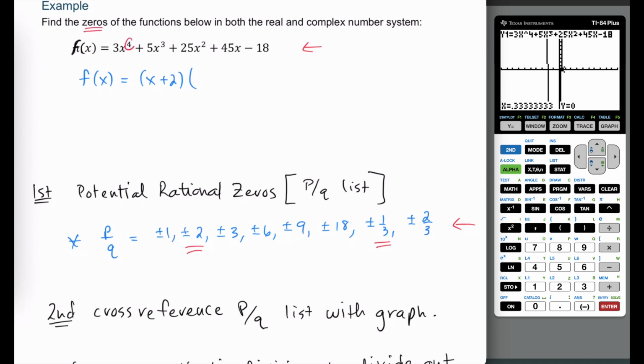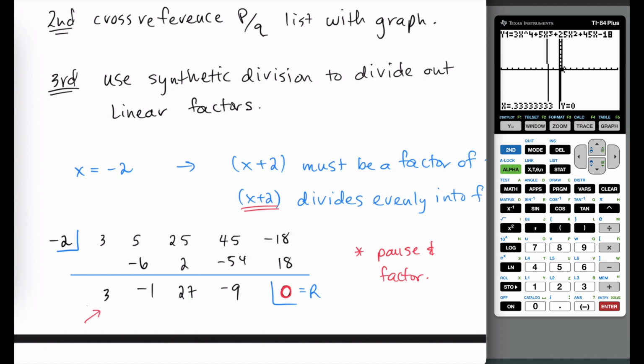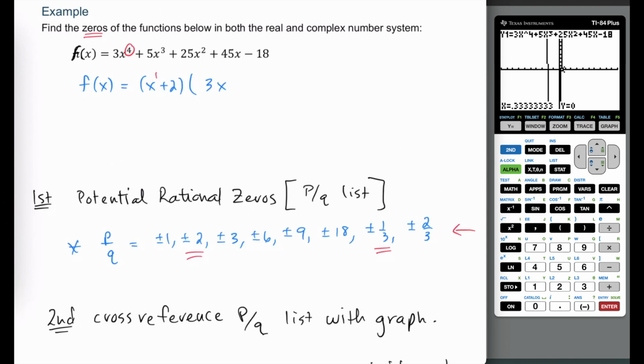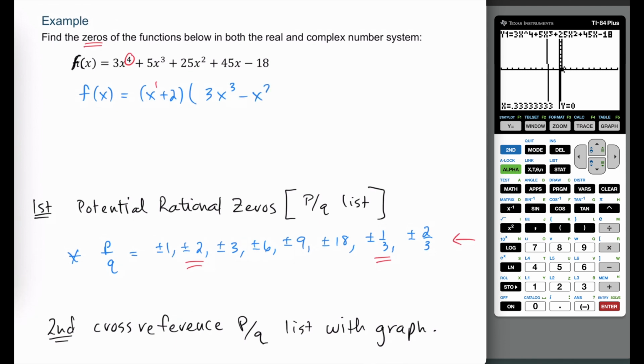We started with a 4th degree polynomial and just divided out a 1st degree, which means that that quotient must be a 3rd degree polynomial. So 3 is the coefficient on x cubed minus x squared plus 27x minus 9. So we have 3x cubed minus x squared plus 27x minus 9.